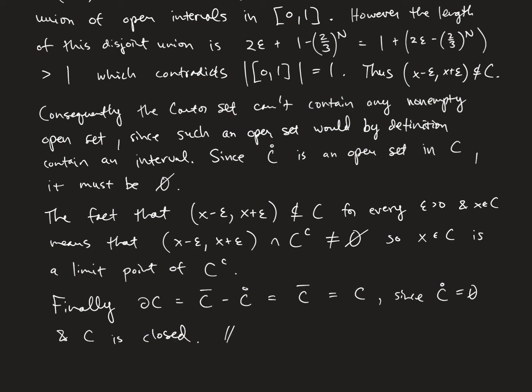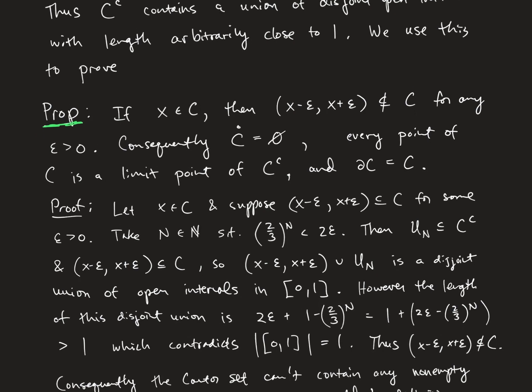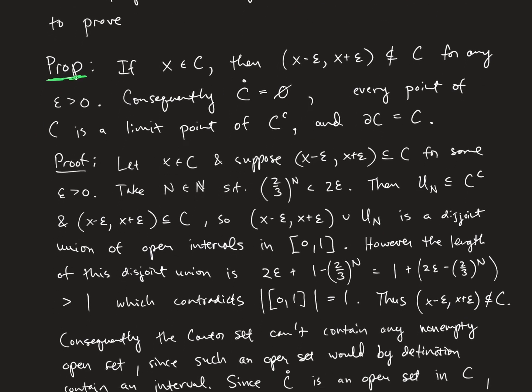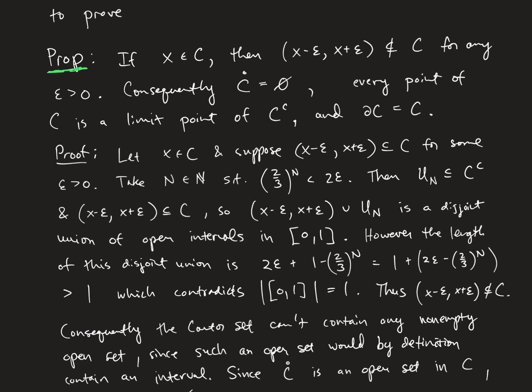Okay, so that proves some properties of the Cantor set. It follows from this also that the Cantor set is not open. For a set to be open, it has to equal its interior. So maybe I should have added that. As a consequence of this, C is not open.